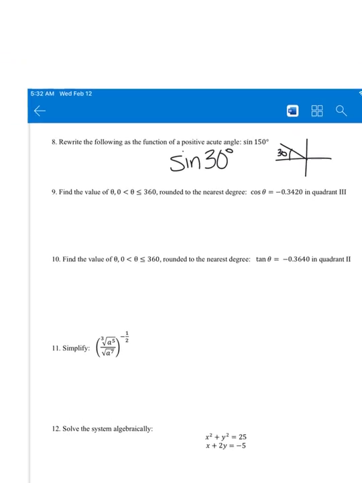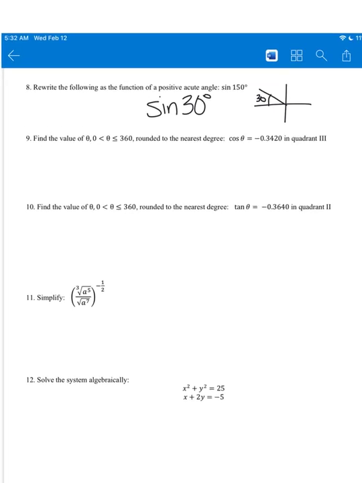For the next two questions, find the value of theta, round to the nearest degree. So cosine of theta is negative 0.3420. So now we're looking for the degree measure. So this is where you hit second to do the inverse. So ignore the negative. You're going to do second cosine of 0.3420. And whatever that is, it will be your reference angle.